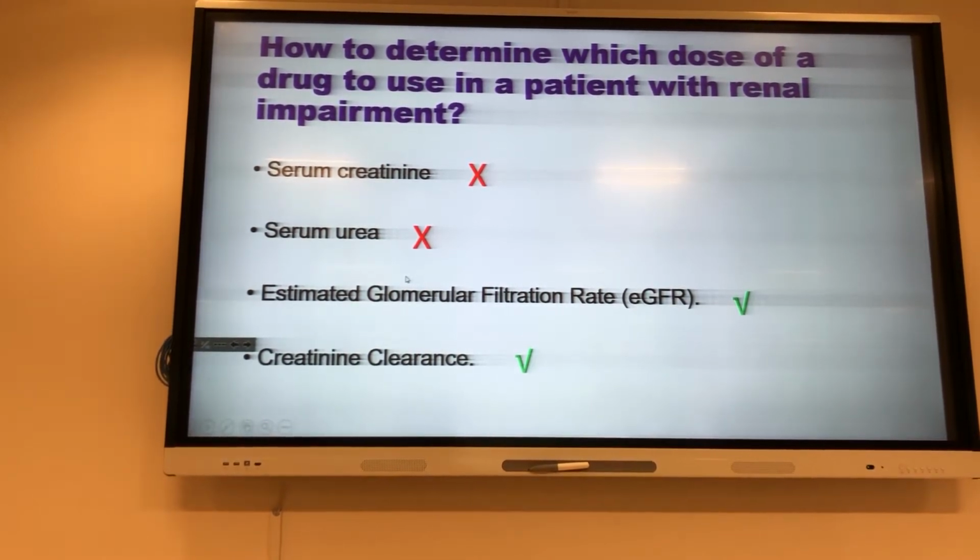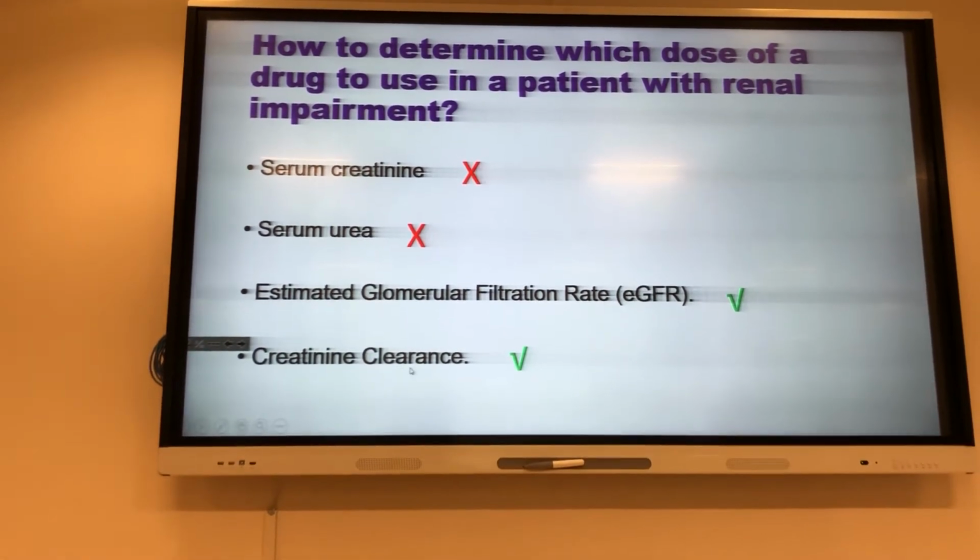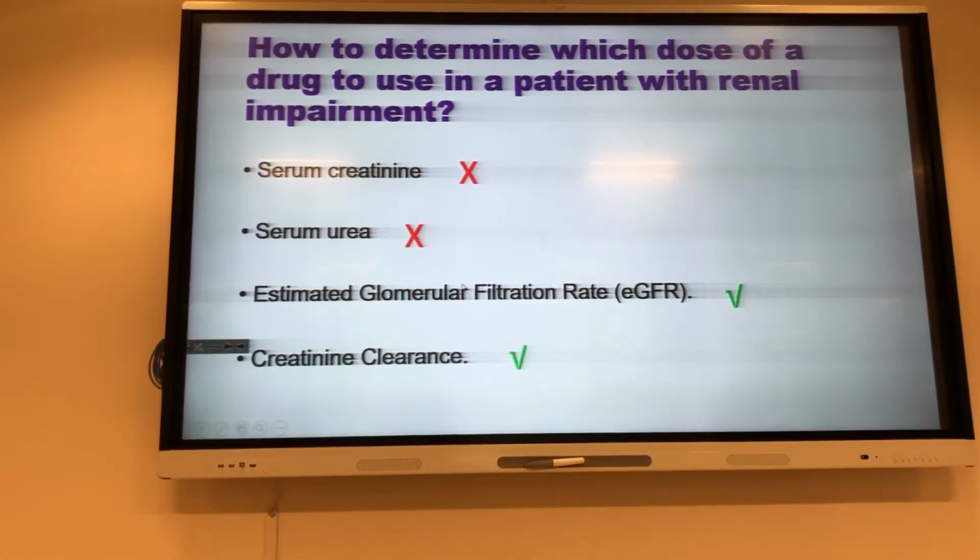But they're not accurate, because they use a formula. So creatinine clearance and eGFR are the most commonly used ones.